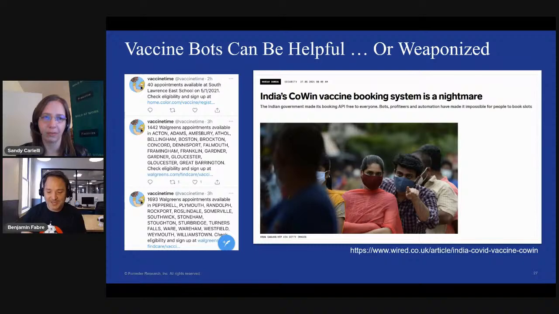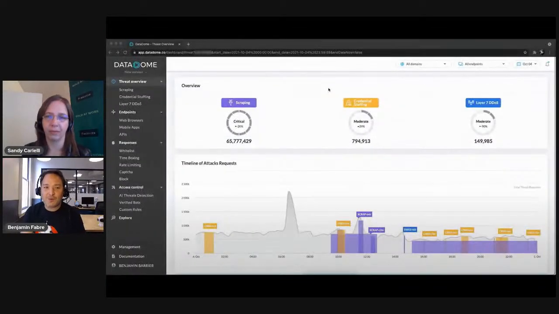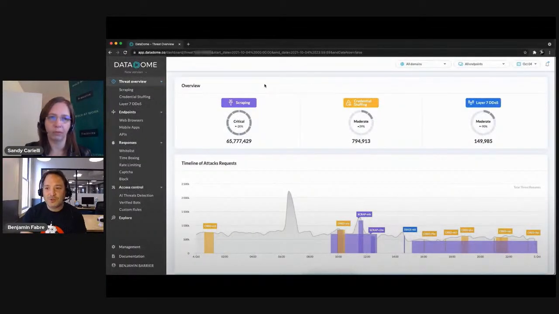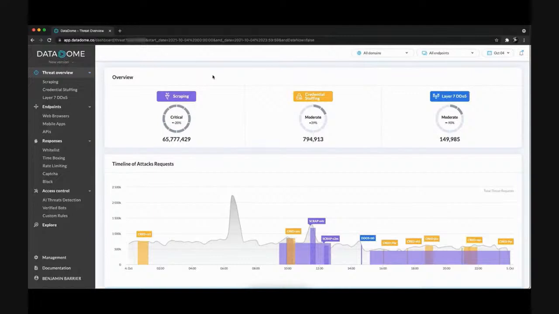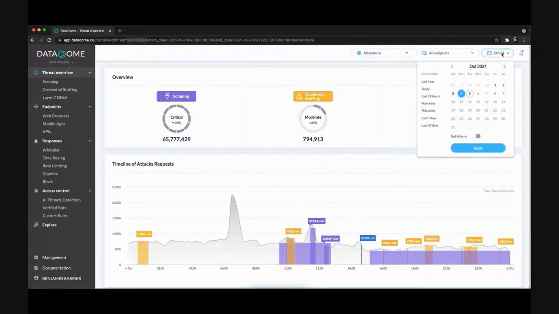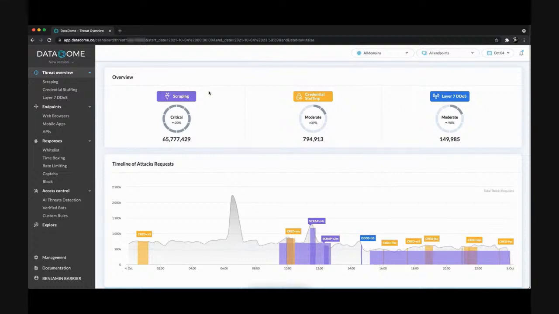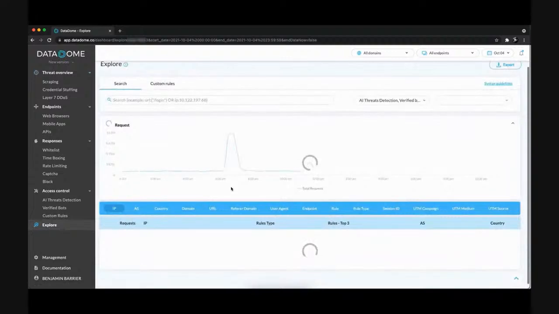I can show you an example on one of our customers. We will focus on a given day here, October 4th, for instance. This dashboard belongs to an e-commerce platform that offers limited edition of their products. Let's have a look at the bot journey on the add to cart endpoint. We can see here that 65 million requests were made by bots on this website.